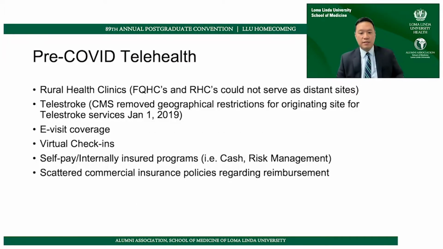So again, what this meant was most of the pre-COVID telehealth was provided to rural health clinics. FQHCs and RHCs at that time could not serve as distant sites for specialists. Telestroke was also a carve out for this. CMS actually removed geographical restrictions for the originating site for telestroke services in January 2019, largely because these decisions really needed to be made, whether to give someone clot busting medication, stroke management, etc. And there was a real shortage of neurologists to be able to provide that service. And so they removed, whether that was in a rural or metropolitan area, the geographic restriction for the originating site.